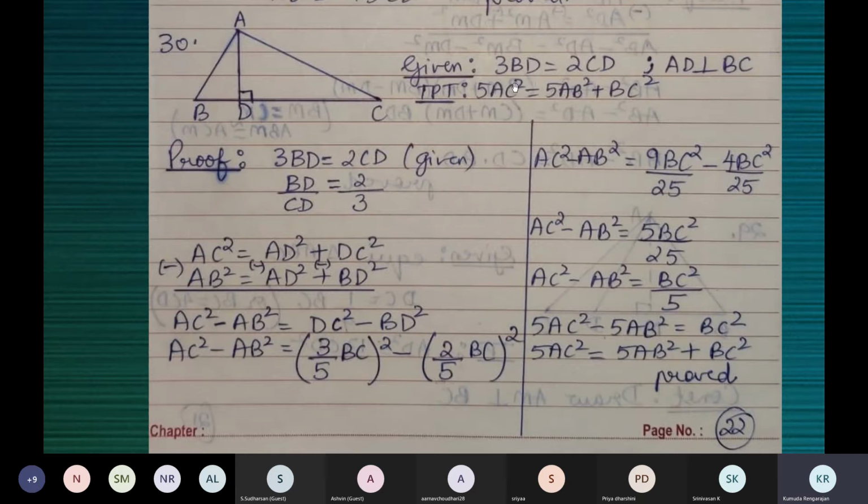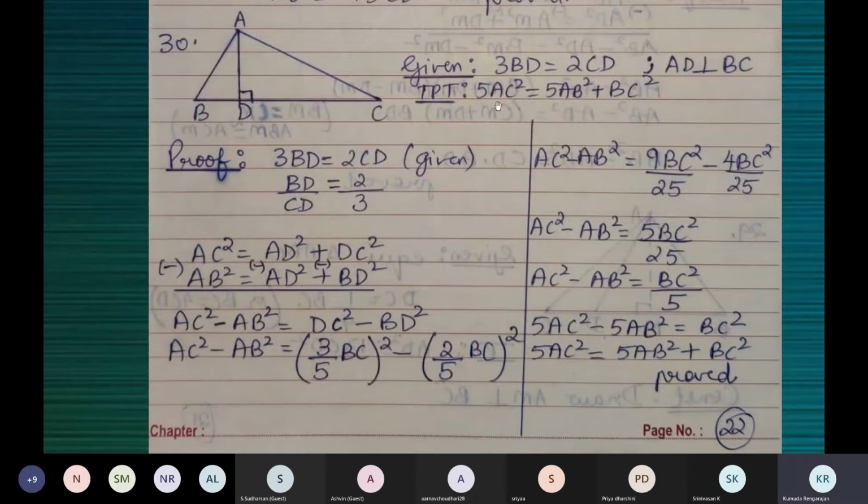Now given this, we need to show that 5 times AC square is equal to 5 times AB square plus BC square. So you can see that AC is the hypotenuse of the right triangle ADC, and AB is the hypotenuse of the right triangle ABD. So we'll find AC square from this right triangle, we'll find AB square from this right triangle and subtract the two results, because we have 5 AC square and 5 AB square on either sides. So when this comes here, it will be AC square minus AB square.